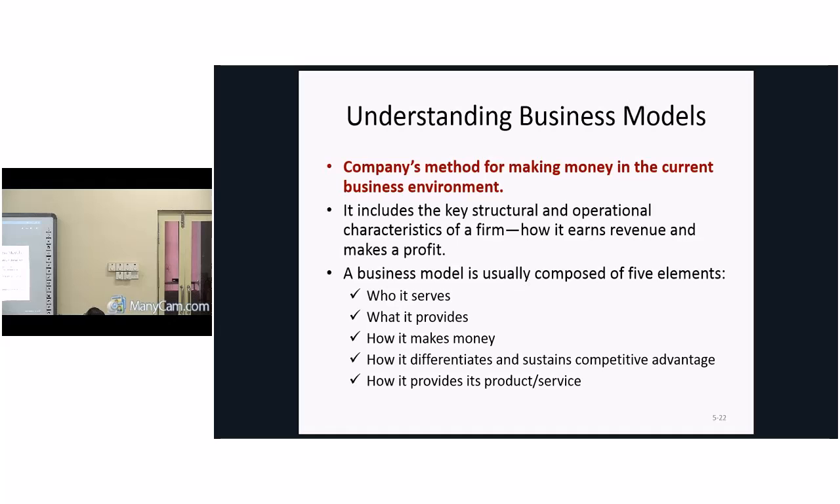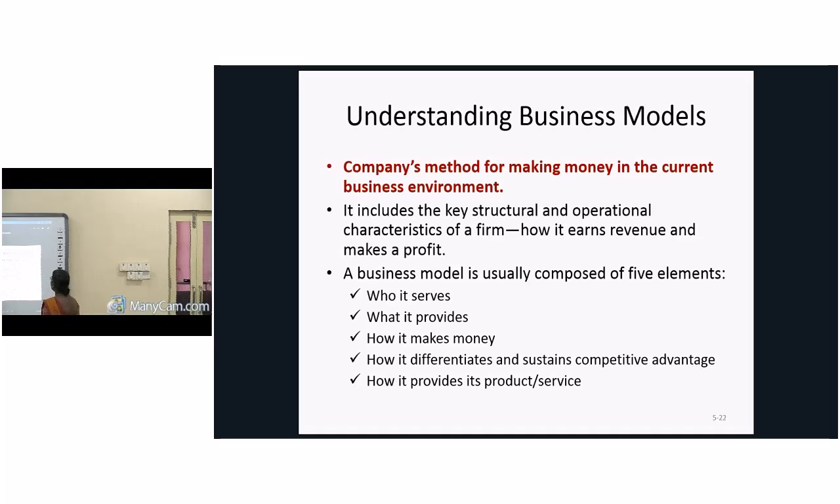So, a business model is usually composed of who it serves, what it provides, how it makes money, how it differentiates and sustains competitive advantages, and how it provides its products and service. That is how you can describe a particular corporation's business model. Right?